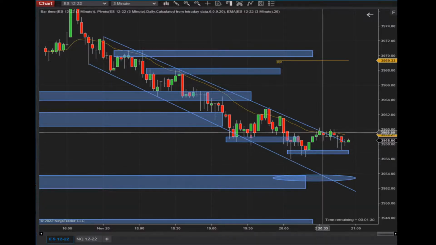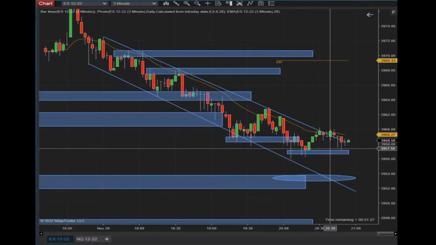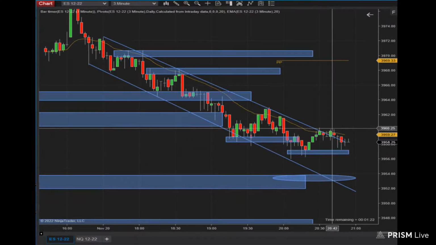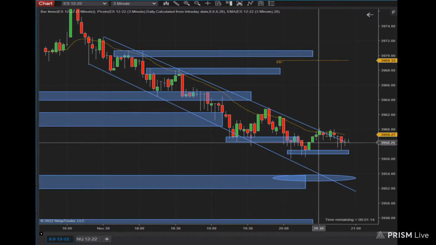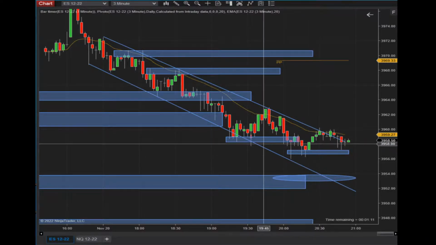Jeez, come on. 60 to 57.25. It's not even a 3 point range in well over 30 minutes. This is like watching paint dry. But hey, it is what it is.